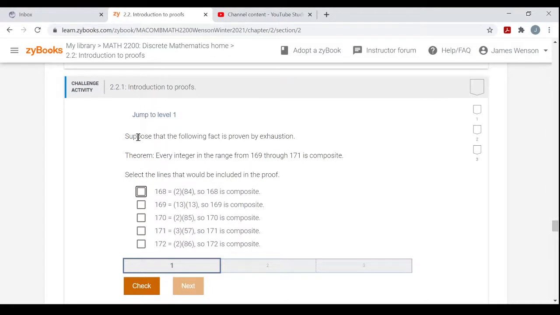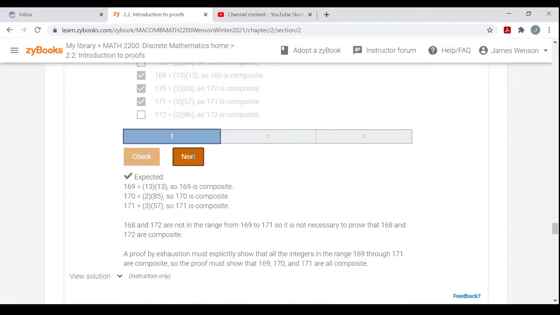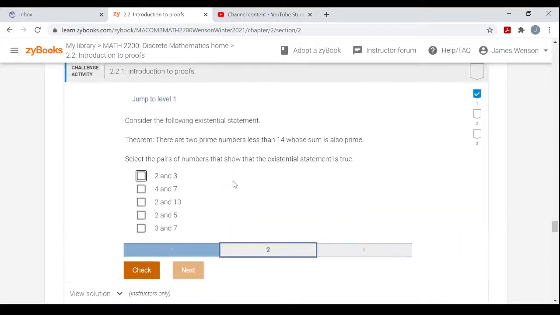So introduction to proof. Suppose that the following fact is proven by exhaustion, where the domain has only so many values. Every integer in the range from 169 through 171 is composite. Select the lines that would be included in the proof. Well, from 169 to 171, so this line about 168 has nothing to do with it. 169, 170, 171, that's it. That one was kind of a joke. All right, move on, next level.